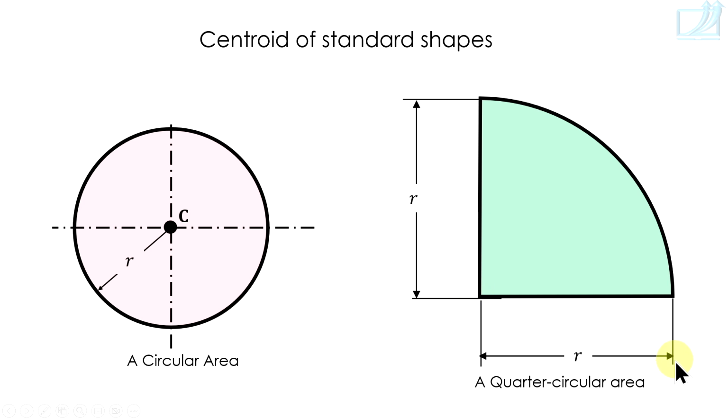Centroid of this shape is somewhere here, but it's not just somewhere here. You know exactly where it is, and it is at distance 4r by 3 pi from its perpendicular edges. So from this horizontal edge, vertical distance of centroid is 4r by 3 pi, and from this vertical edge, horizontal distance is 4r by 3 pi.